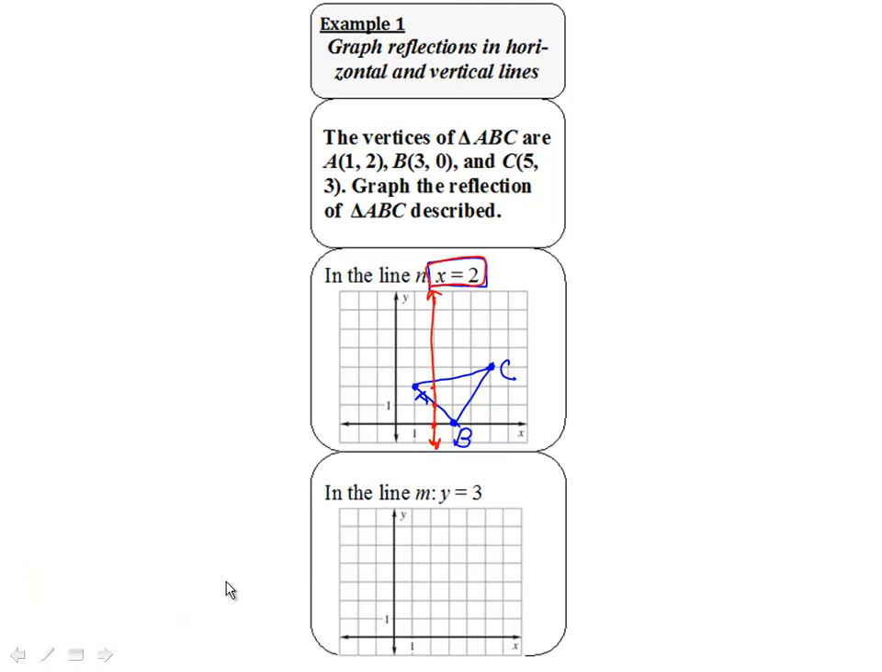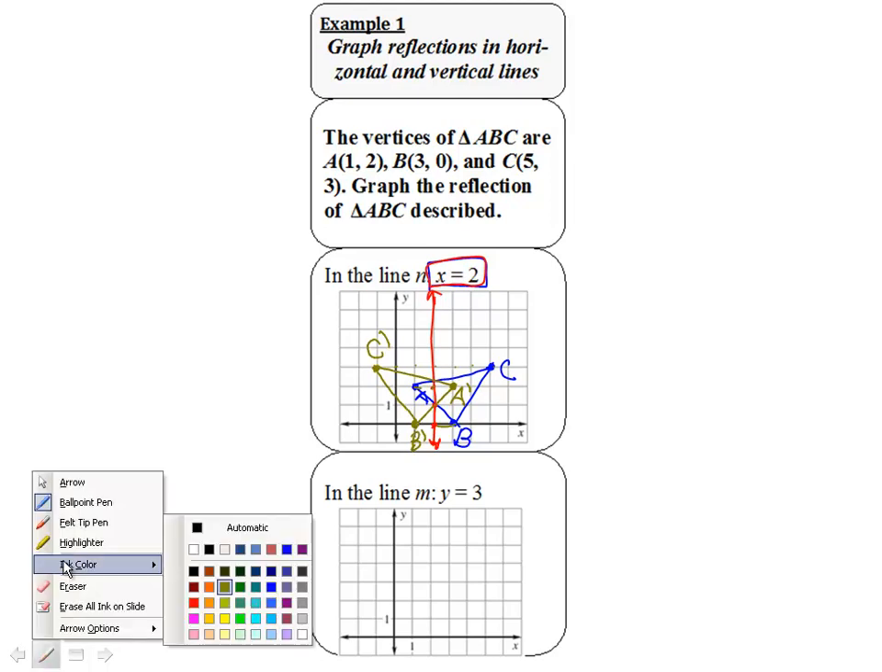The easiest thing to do when it's just a vertical or horizontal line is to count how far away each point is. Point A here is 1 away from my line, so I'm going to go 1 in the other direction and label that A prime. My point B is 1 away, so 1 in the other direction would bring me here, and that's B prime. C is 1, 2, 3 away from the middle, so 1, 2, 3 in the other direction would put me right here, that's C prime. Then I'm going to draw my picture in here. The blue one is my pre-image, and the green is my image after a reflection over the line x equals 2.